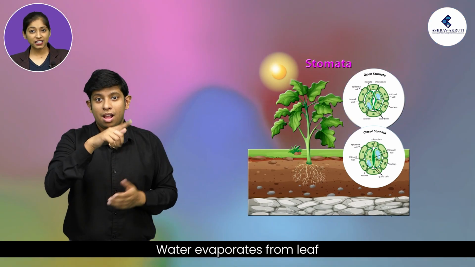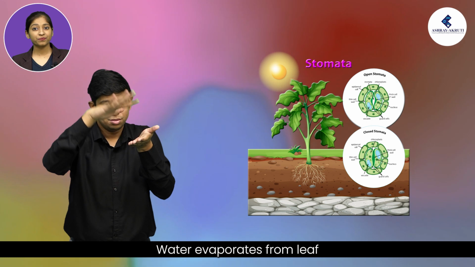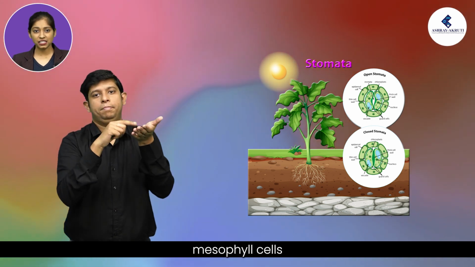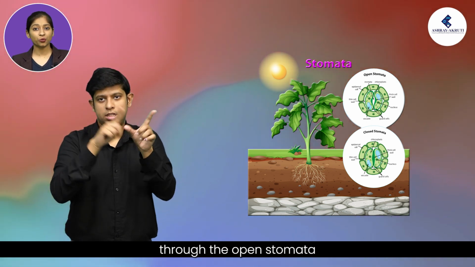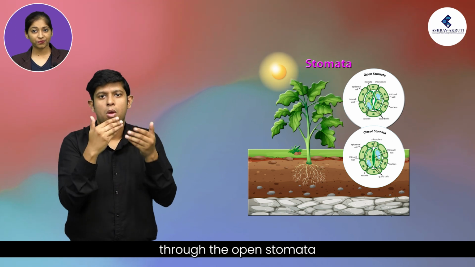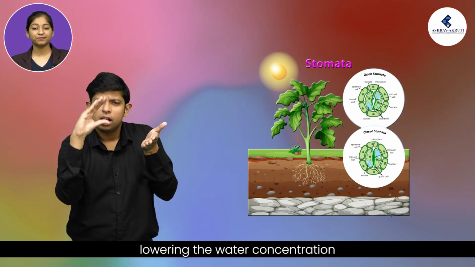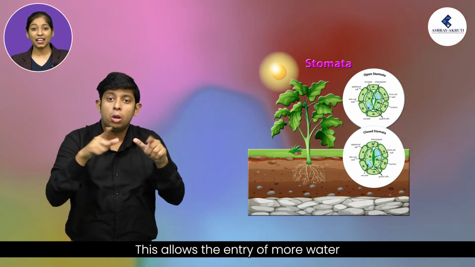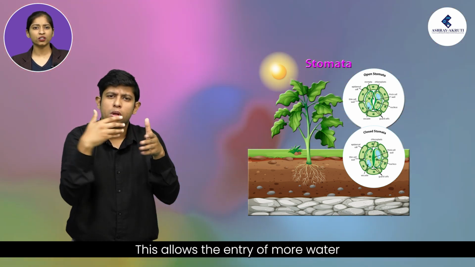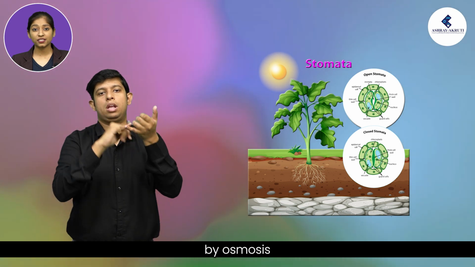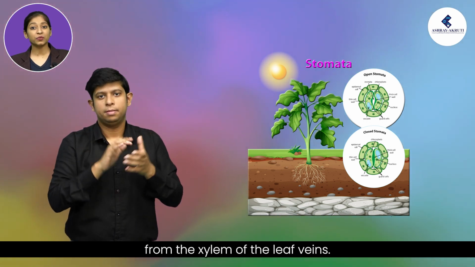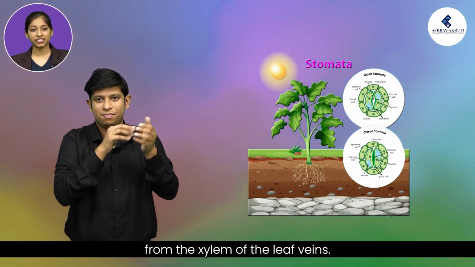Water evaporates from leaf mesophyll cells through the open stomata, lowering the water concentration. This allows the entry of more water by osmosis into the cells from the xylem of the leaf veins.